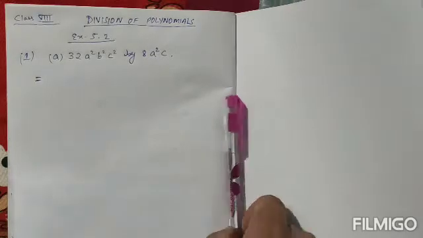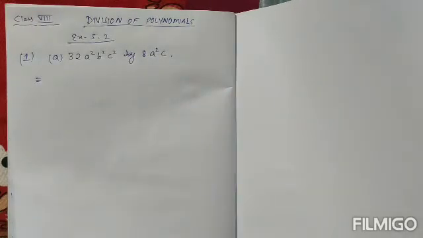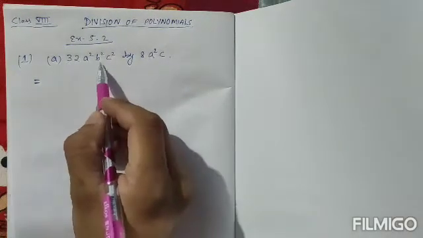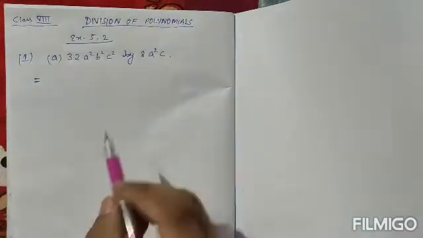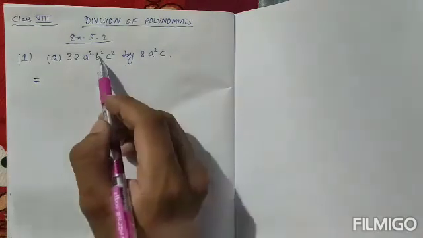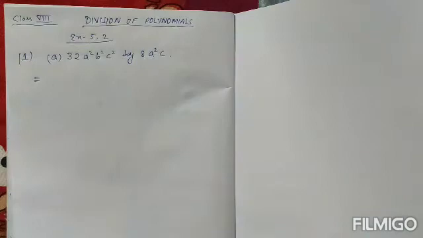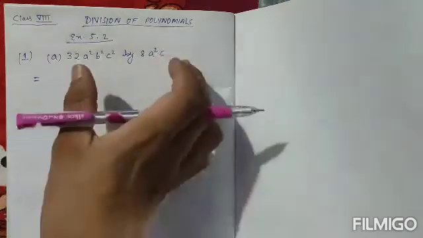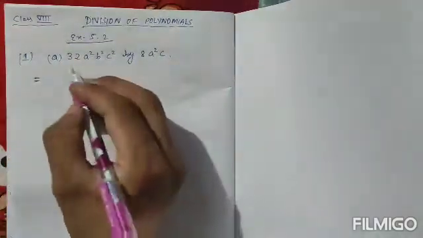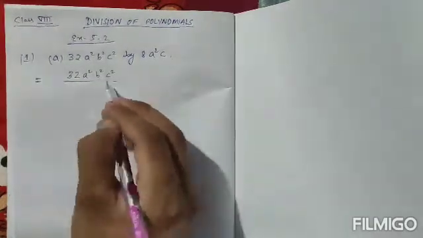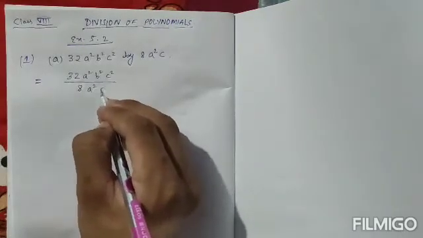First we'll move to page number 85, exercise 5.2. In question number 1 we have to divide, and in A you can see we have to divide 32a square b square c square, which is a monomial, isn't it? Because it has only one term. Why only one term? Because there is no plus or minus sign separating the terms. We divide it by 8a square c, which is also a monomial. So you have to divide this monomial by this monomial. So this equals 32a square b square c square by 8a square c.